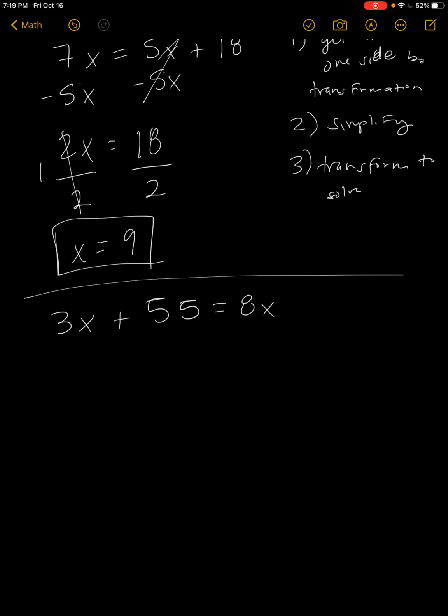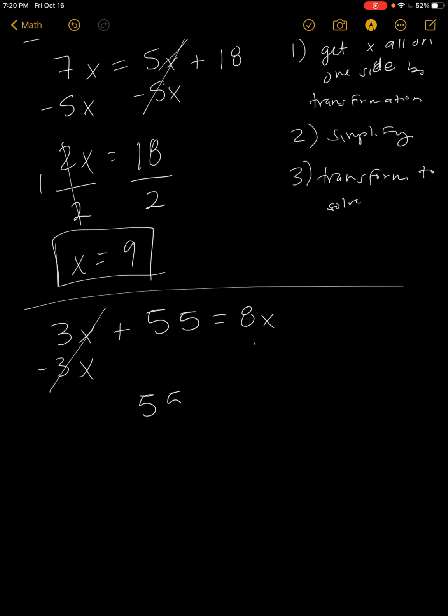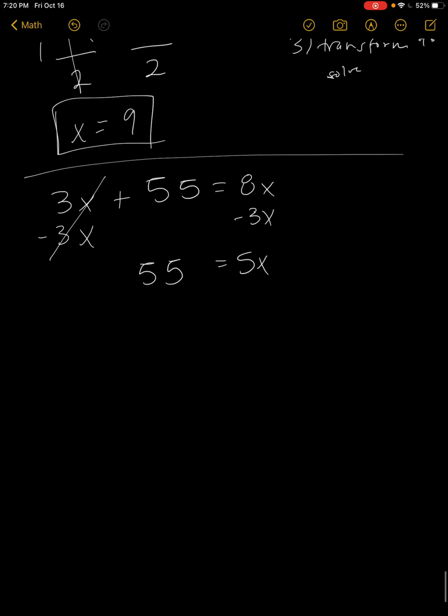Okay, we have x again on both sides. I want to get rid of x on one side. You can really do any side you want, but I would recommend getting rid of the x that's like, you know, x plus or minus something and moving it to the other side. So I'm going to get rid of this 3x. That way I'm left with something, so I'm left with 55 here. 8 minus 3, 5x. Divide by 5. X equals 11.